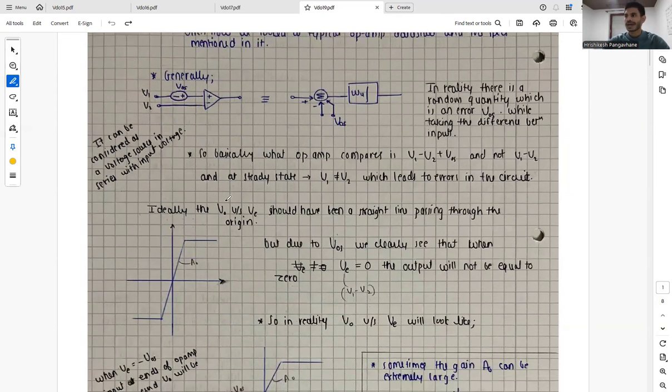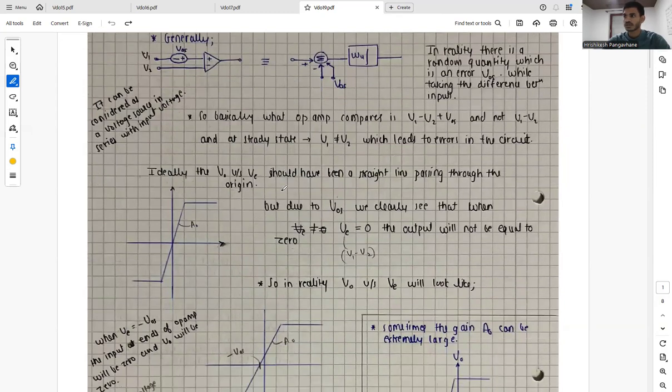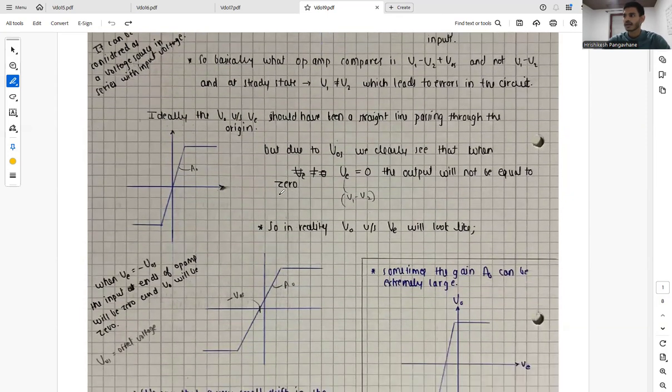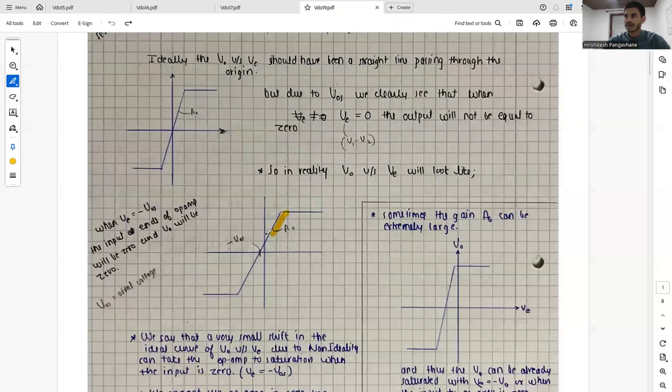So now as V1 is not equal to V2 due to this VOS, we clearly see that when VE equals 0, the output will not be equal to 0. And so in reality, V0 versus VE will look something like this, and it will not pass through the origin. And when VE equals minus VOS, the input ends of the op-amp will have 0 difference, and thus the V0 will be 0, but not when VE equals 0, but when VE equals minus VOS.